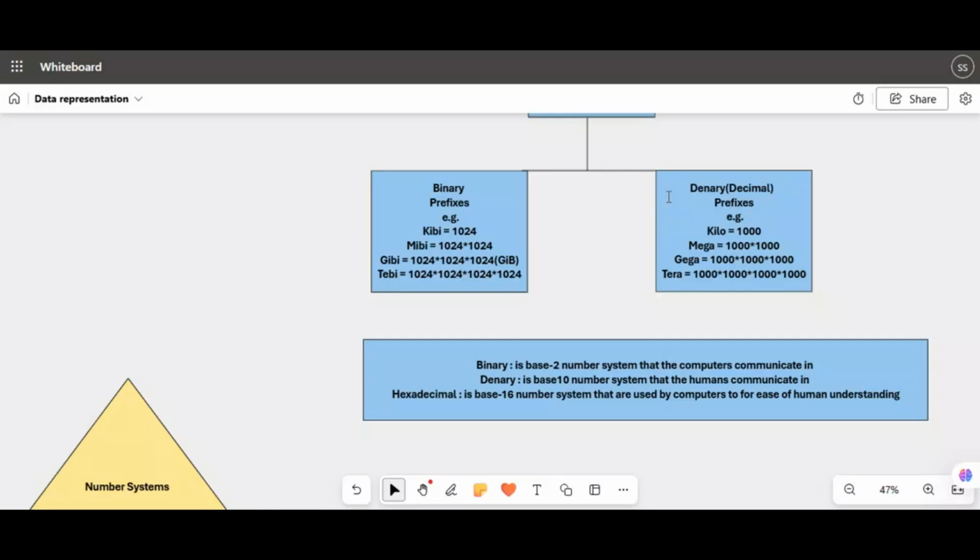Okay, so what do we mean by base 2 number system? Since you already discussed this, base 2 number system is a system that uses 2 numbers, that is 0 and 1. Decimal is base 10, so that uses 0, 1, 2, 3, 4, 5, 6, 7, 8, 9. That's all. And hexadecimal is base 16. That means it uses 16 numbers that are 0, 1, 2, 3, 4, 5, 6, 7, 8, 9, A, B, C, D, E, F. These are 16 numbers.